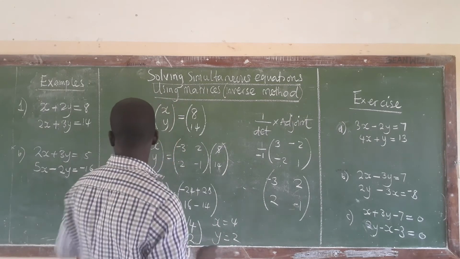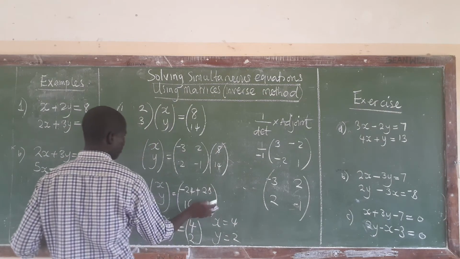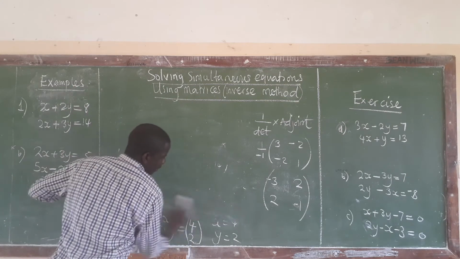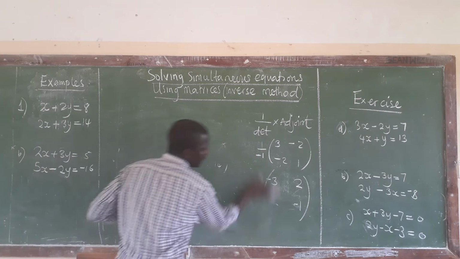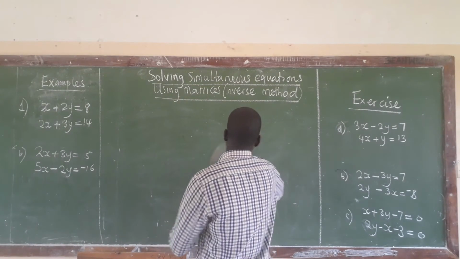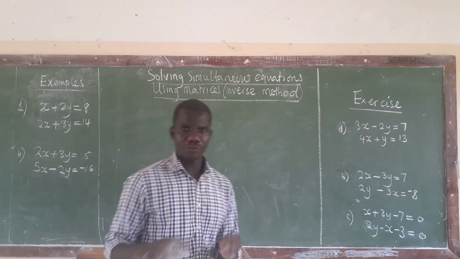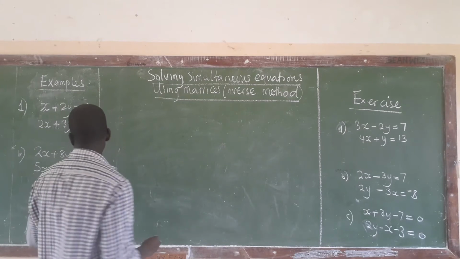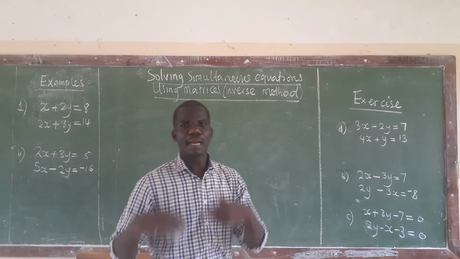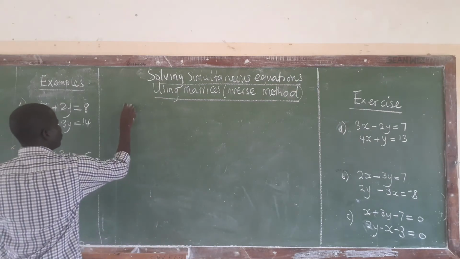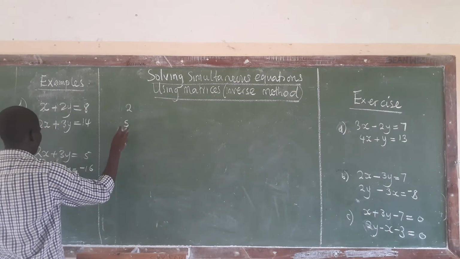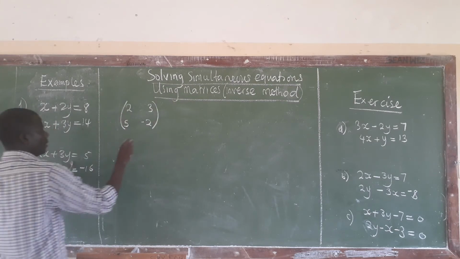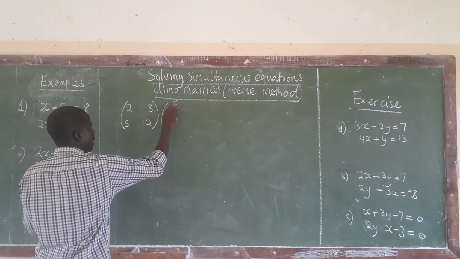Alright, let's go to the second example. As you have seen here, the simple work that you have is just to find the inverse. Once you have found the inverse, then the work is done. Alright? So we come to the second one. Let us extract the matrices. So we have 2, 5, 3, minus 2. And this is our x and y.